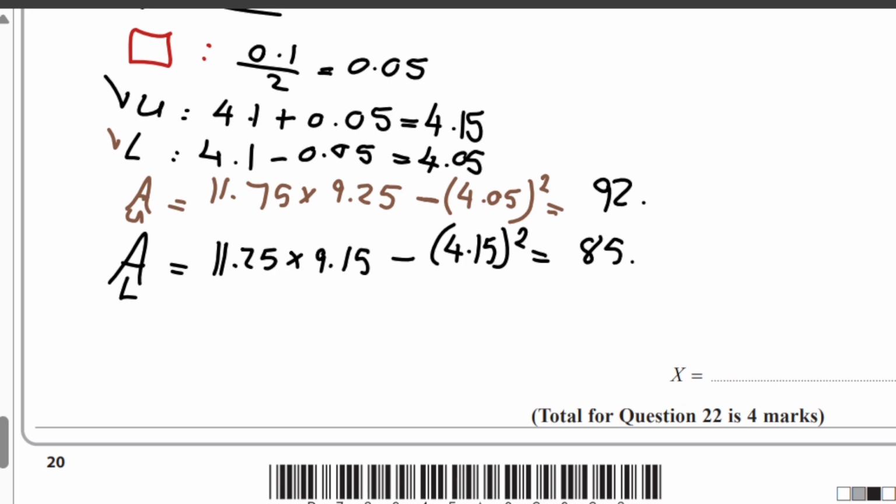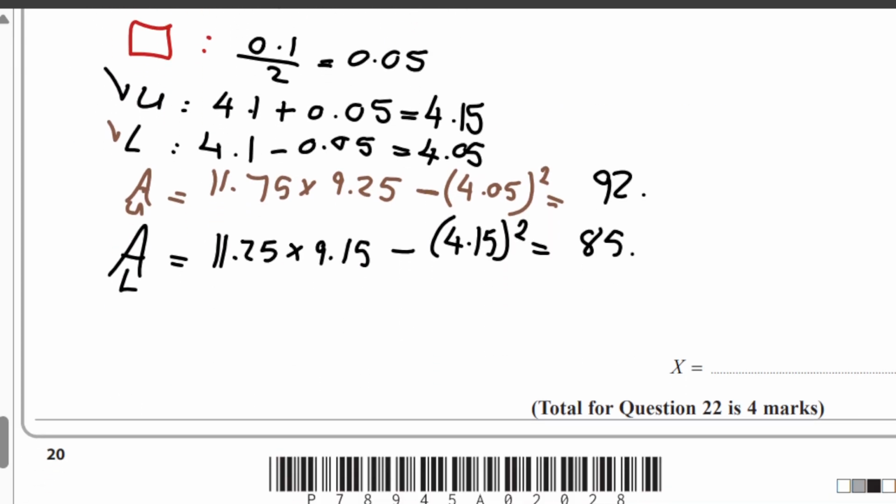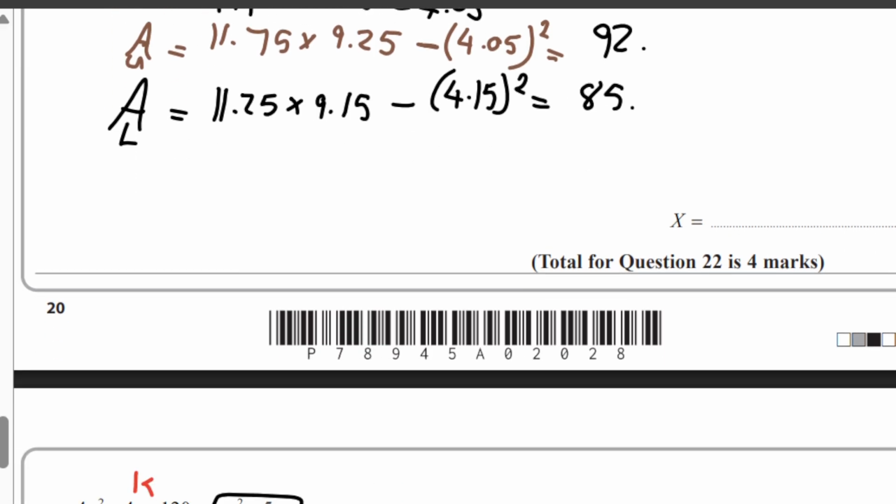Now let's go back to the question. The question says a suitable degree. Look at these two numbers, 92 point something and 85 point something. Have you noticed if we round these two to the nearest 10, we got 90. And that should be your answer because they both round up or round down to 90. And that's your 4 marks. This is tricky, not easy, not nice question, but that's how you should do it.